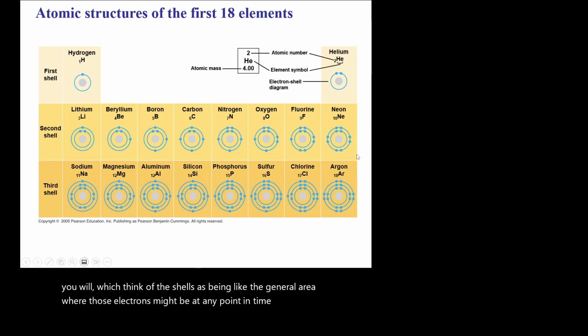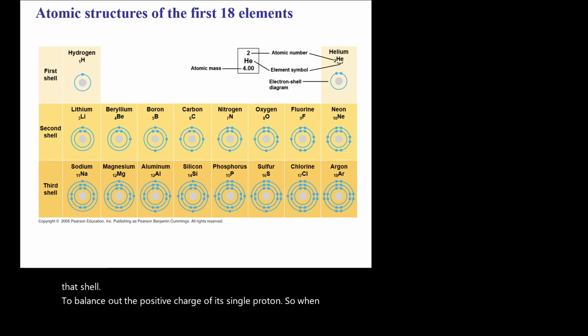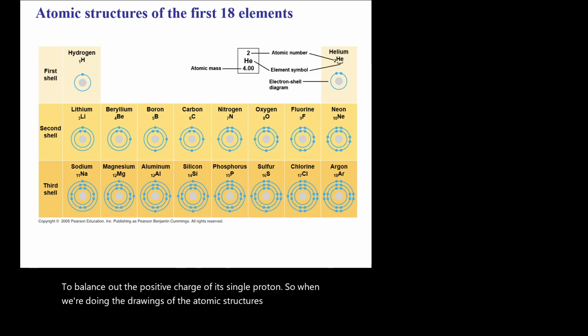Hydrogen and helium have only one shell. Hydrogen has one electron in that shell to balance out the positive charge of its single proton. So when we're doing the drawings of the atomic structures, there will always be the same number of protons and electrons when that atom has a neutral charge. If it's what's called an ion, then you'll see it might have a positive or a negative charge. But for now, know that the numbers of protons and electrons have to be equal.